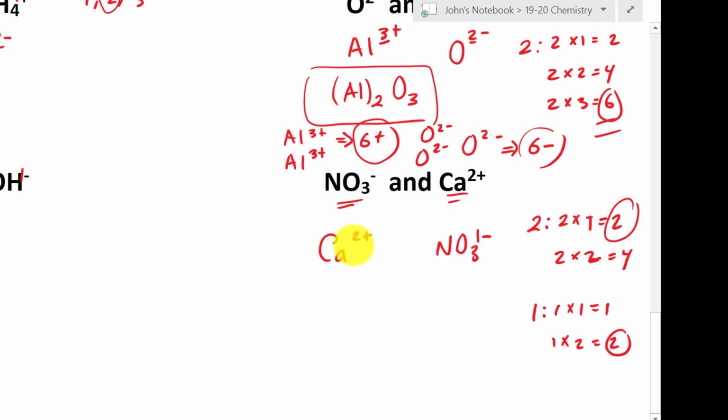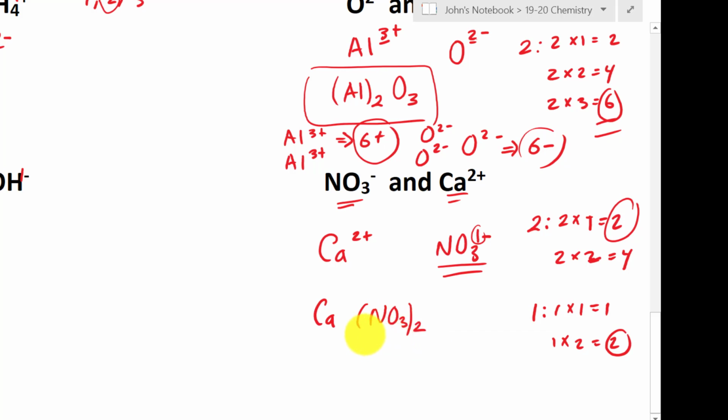So 2 right here for calcium. 2 times 1 will give you 2. Well, of course, just 2 times 1. So we just have 1 calcium. And of course, we don't have to write the 1. But for the nitrate, 1 times what will give you 2? In this case, 1 times 2 give you 2. So we have 2 of this whole entire thing. So we have NO3, 2.